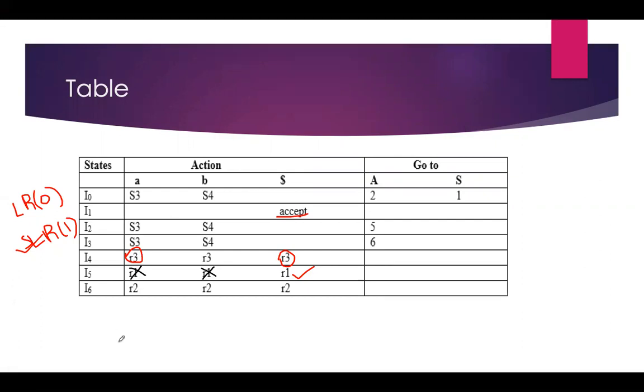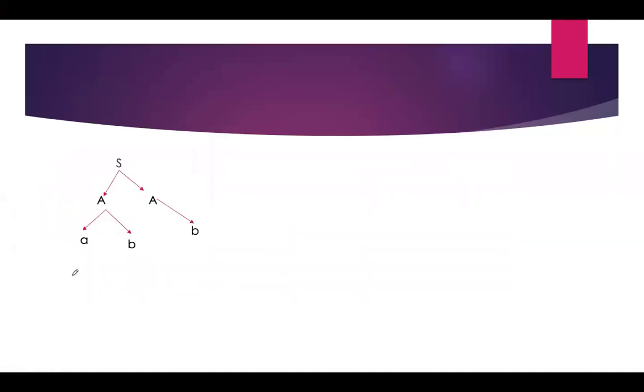Here I have taken one example of how to accept a string. These are the rules. From these rules I have produced one string, that is a, b, b. So S tends to A, A tends to small a and A, and then A tends to B. So ABB is the string I have taken here.